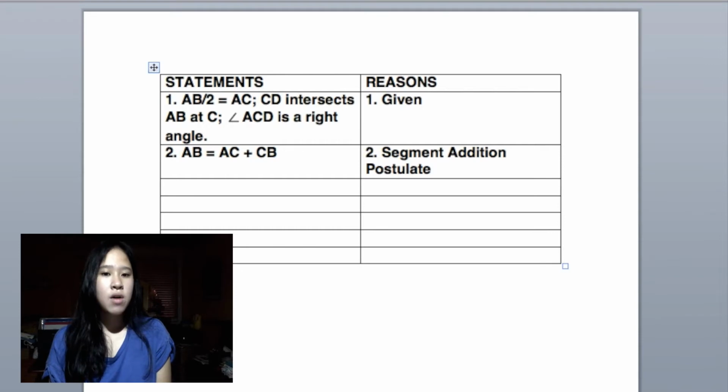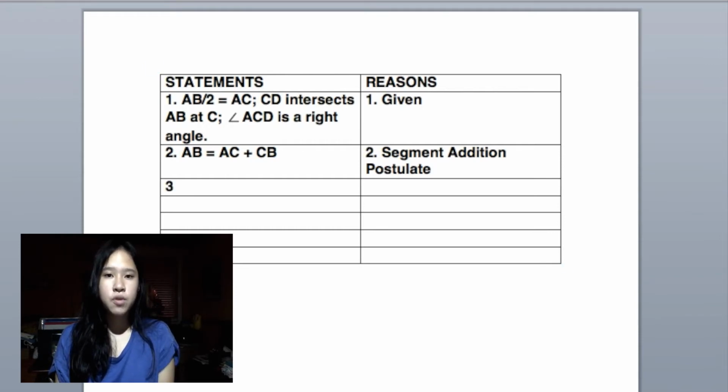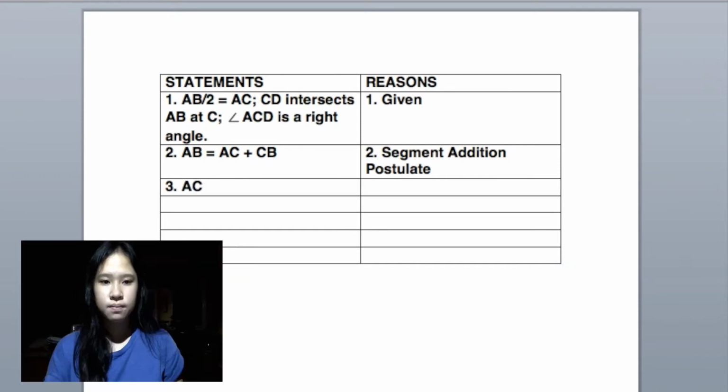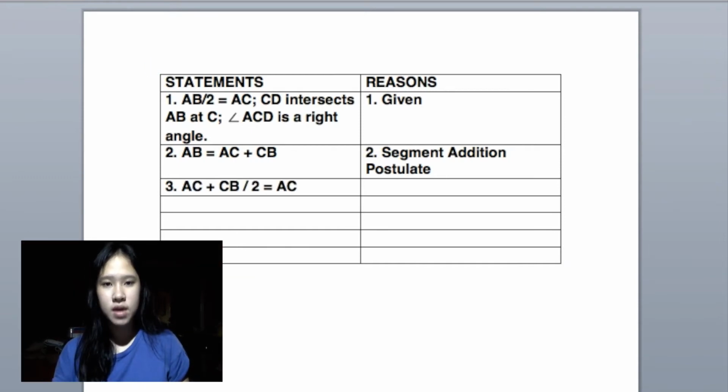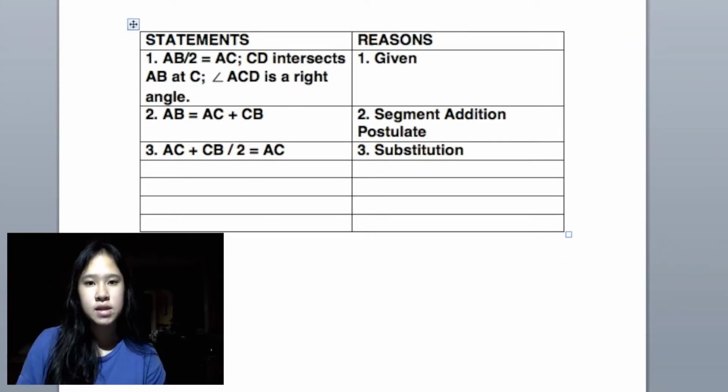Continuing, since we now have another value for AB, we can plug it into the given equation of AB over 2 is equal to AC. This will make it AC plus CB over 2 is equal to AC. Here, we simply use substitution, which is replacing a term with another one of equal value. The next step will be taking out the denominator. This is a way of simplifying it as well.